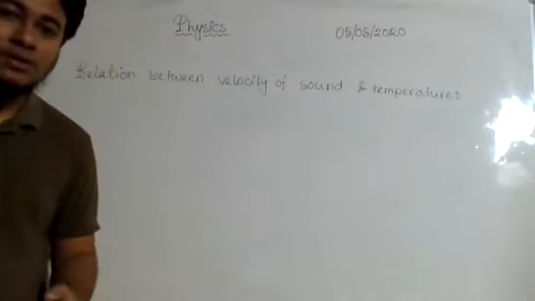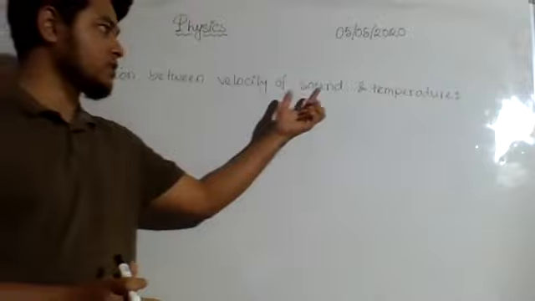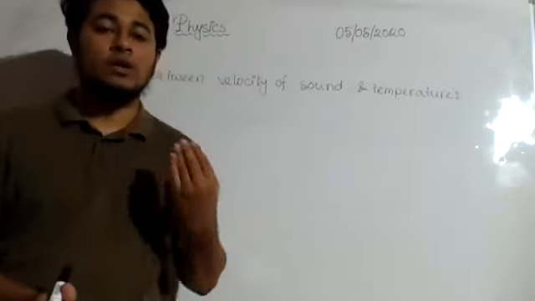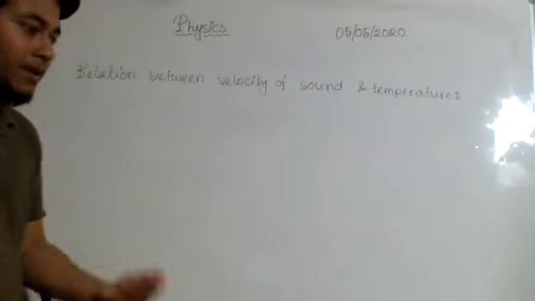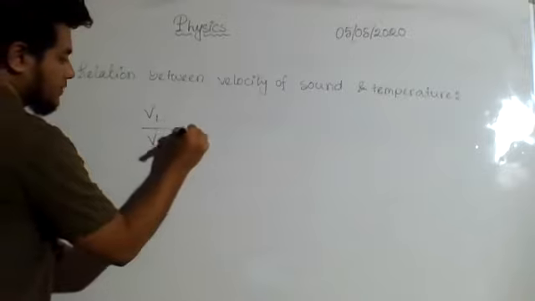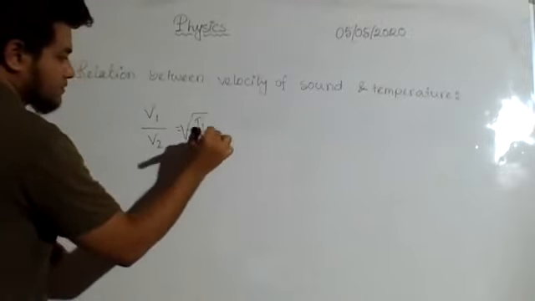Now, you might be thinking, sir, we already studied the relationship between the velocity of sound and temperature, and we know how to find it. Now, there are actually more than one method. The method that we already learned involves this equation: V1 by V2 equals root over T1 by T2.